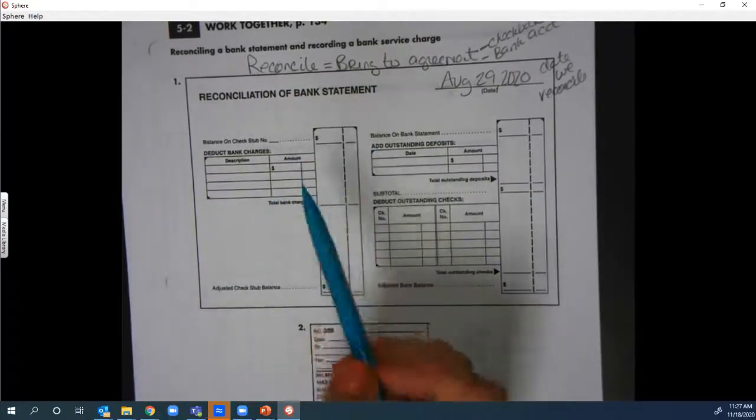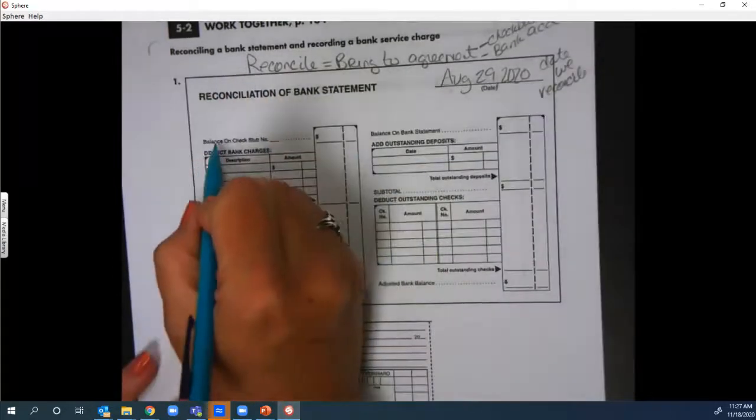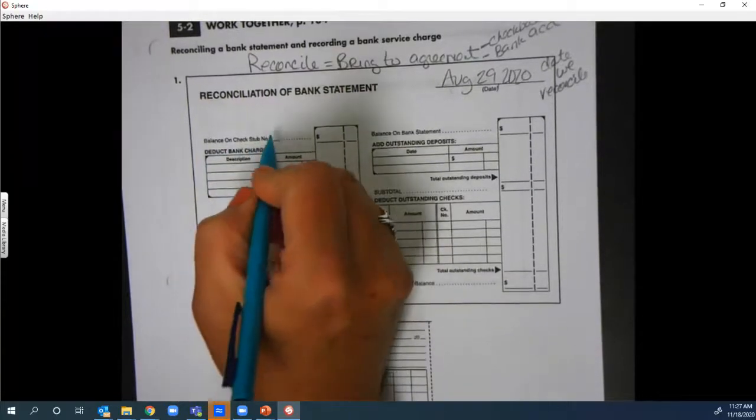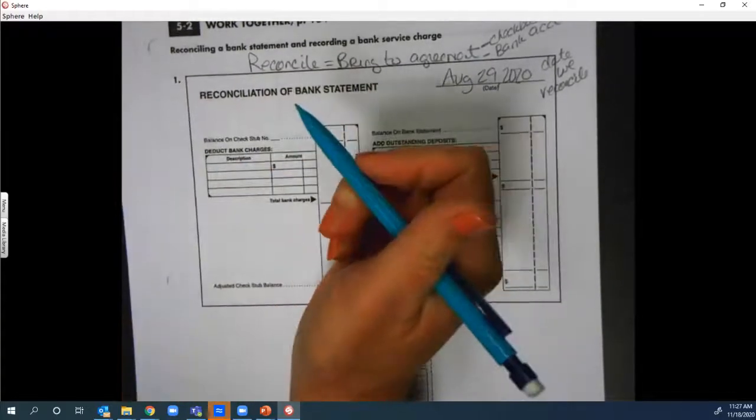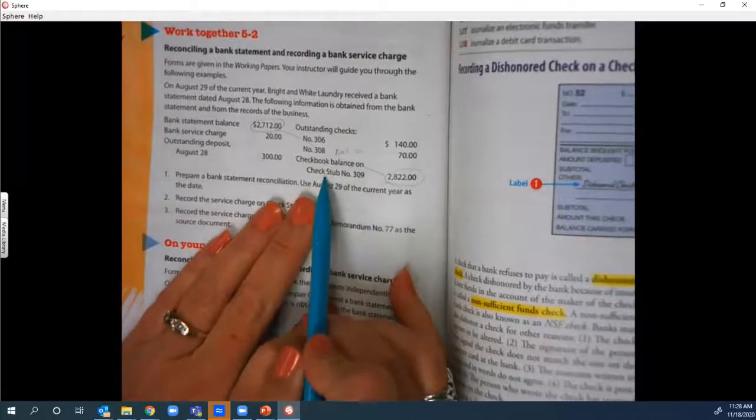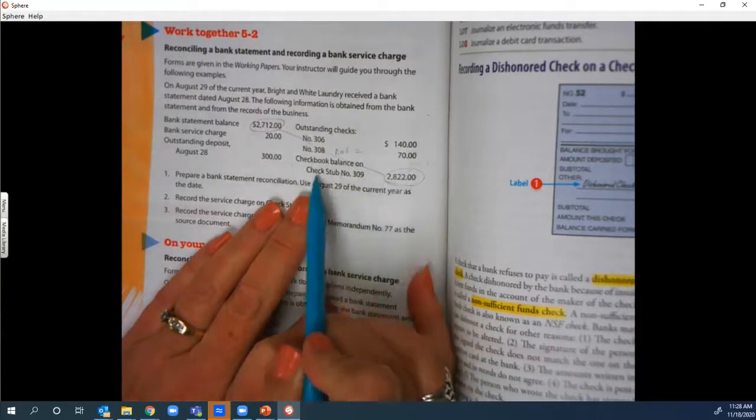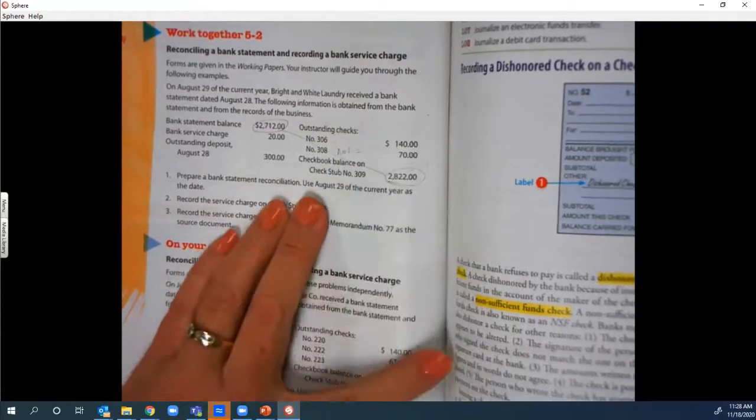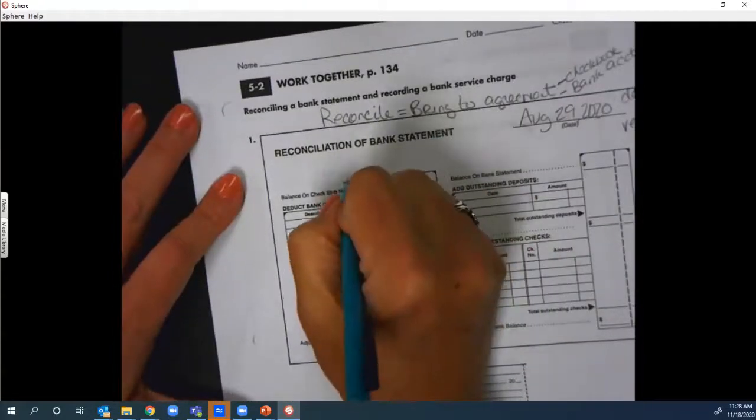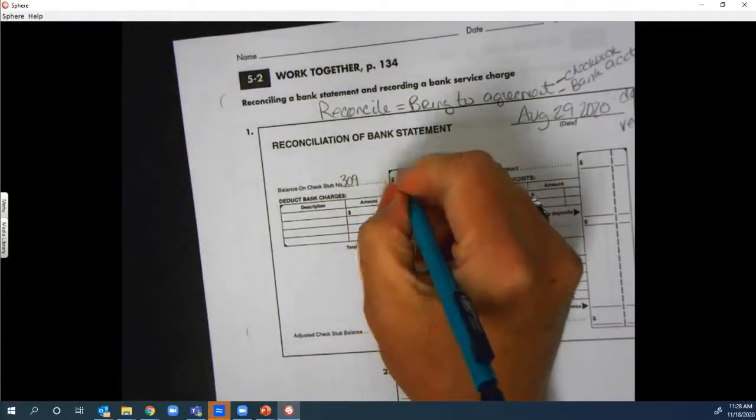All right, so again, let's see, bank balance on check stub number. And our instructions tell us that our checkbook balance on the check stub number 309 is 2822. So that's the number I'm looking for first. All right, check stub number 309. And that number is 2822.